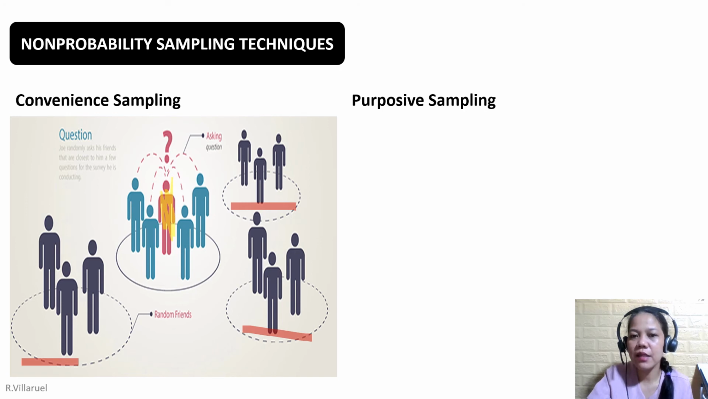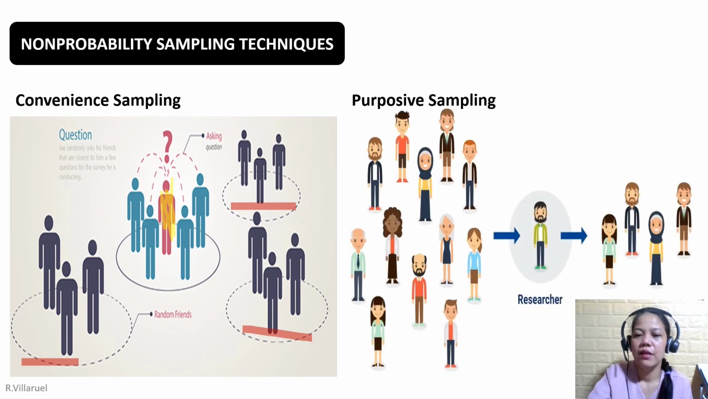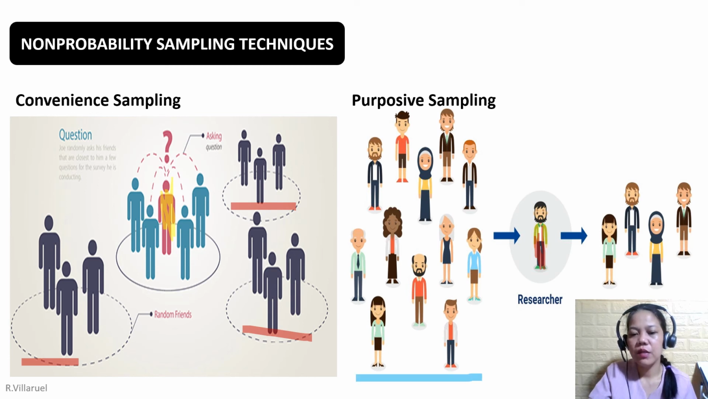The respondents are chosen according to preselected criteria made by the researcher, which is relevant to the research questions. It is also known as judgmental, selective, or subjective sampling. So, dito sa picture, as you can see, ito si researcher. Ayan si researcher. And then, we have the target population. So, from the target population, he now has his sample.